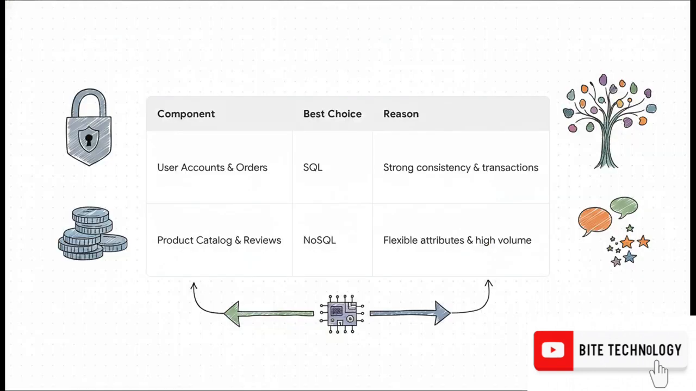And this is really where it all comes together. Just look at a modern e-commerce application. They don't choose one or the other. They use both. The parts that have to be bulletproof, like your user account info and your order history, that's all handled by SQL. But the massive product catalog with millions of items and the constant stream of new customer reviews, that's a perfect job for NoSQL. They work together, each playing to its own unique strengths.